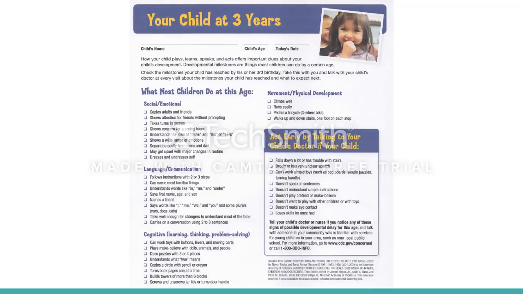And the next thing is some language and communication stages for your child at 3 years. And those are things like following instructions with 2 or 3 steps, saying their first name, knowing their age and their gender, and knowing the names of their friends. And then at the bottom, we've got their cognitive level, their development for learning and thinking and problem solving. So types of things that they should be able to do, like copying a circle with a pencil or turning the pages of a book.